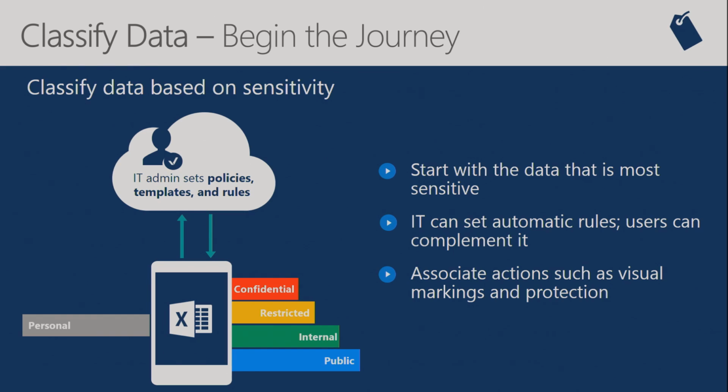And so we apply these labels, which allows us to then know this is the type of information I'm dealing with. In this case, on the screen, there's the public, internal, restricted, and confidential, and then off to the side is personal. If you are allowed or you allow your users to store personal information on your work machine, you probably want to allow them to say, ignore this, it's mine.